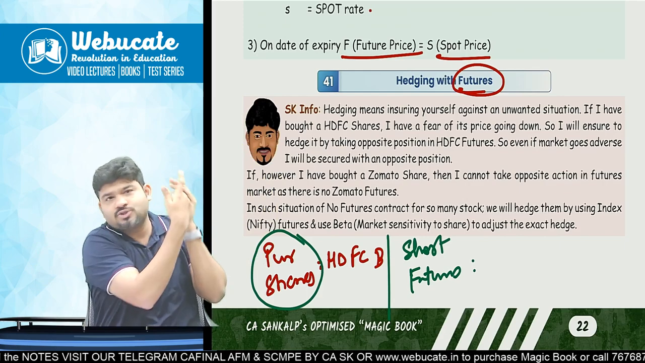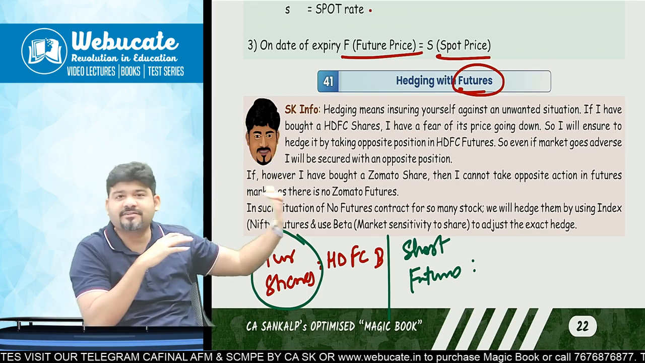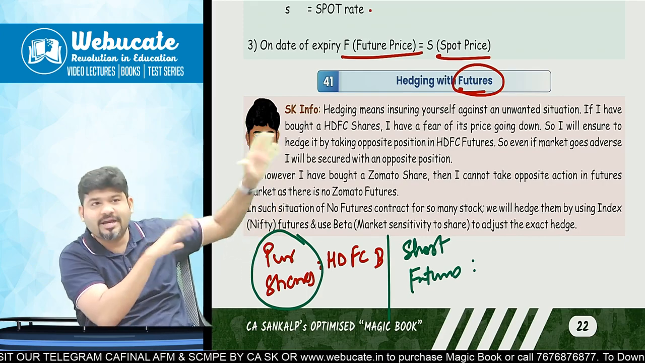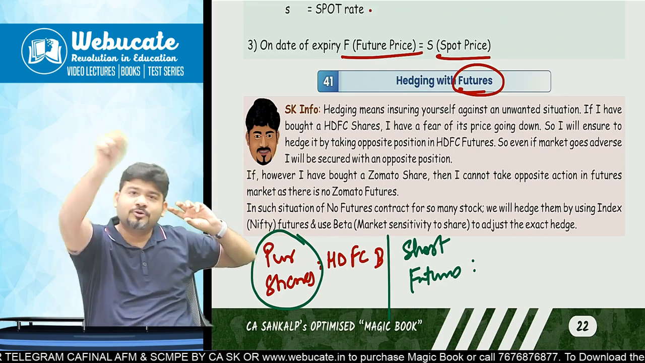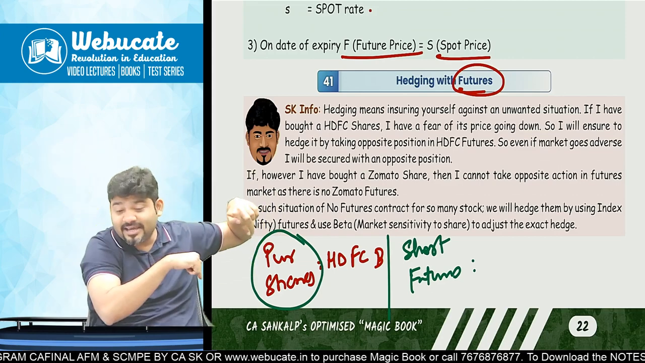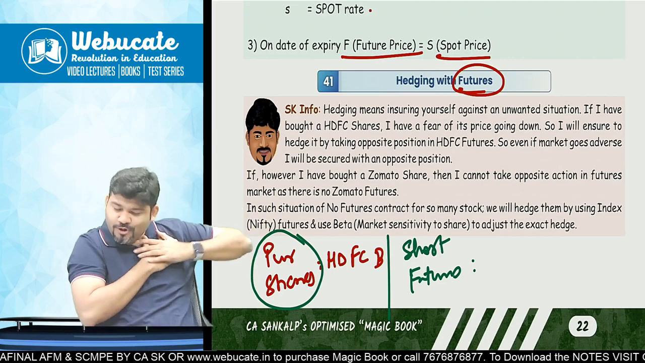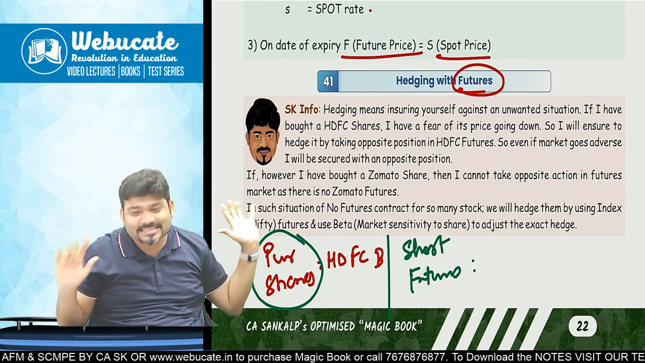My intention is not to earn. My intention is to secure myself from the risk. I don't want to incur a loss. It's okay if I don't earn. For earning, you are a speculator. But for hedging, you are a businessman. You want to secure yourself. That's it. Got it, guys?